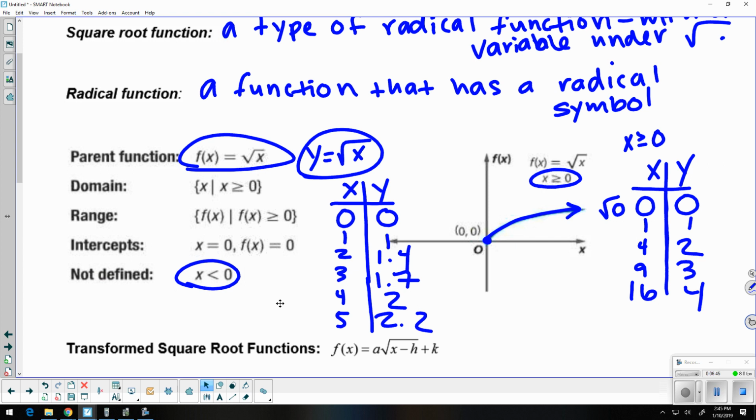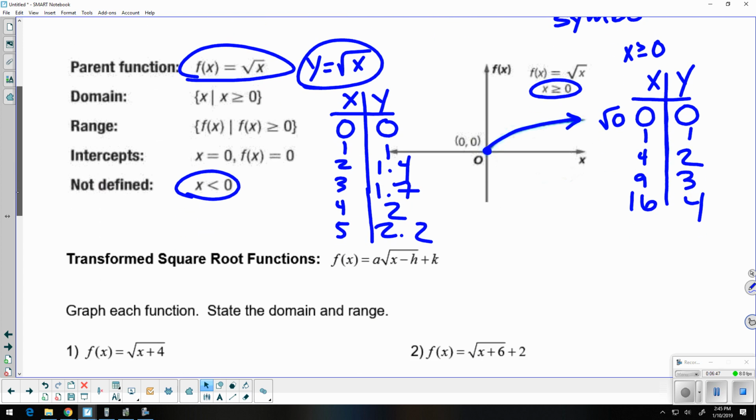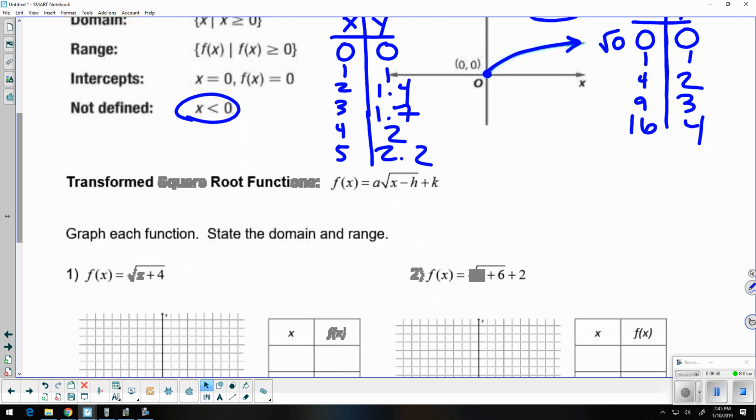But also take into account the transformation equation, the transformed square root function. We've been reviewing this all year and talking about it with almost every graphing unit, but these variables all play a vital role in how they change the graph. A does something to the graph, H does something, K does something. So just to refresh what each of these actually do.